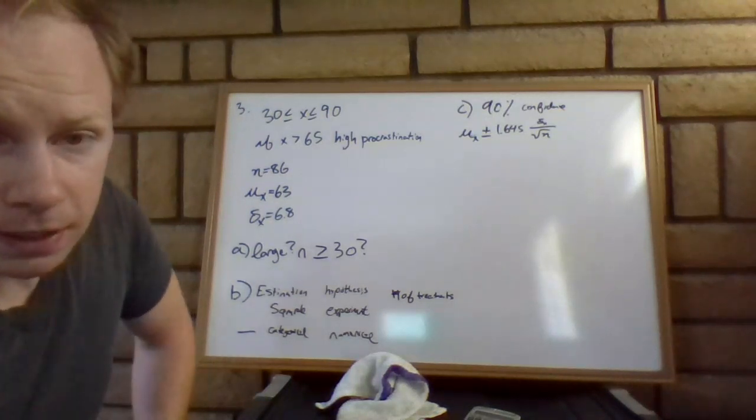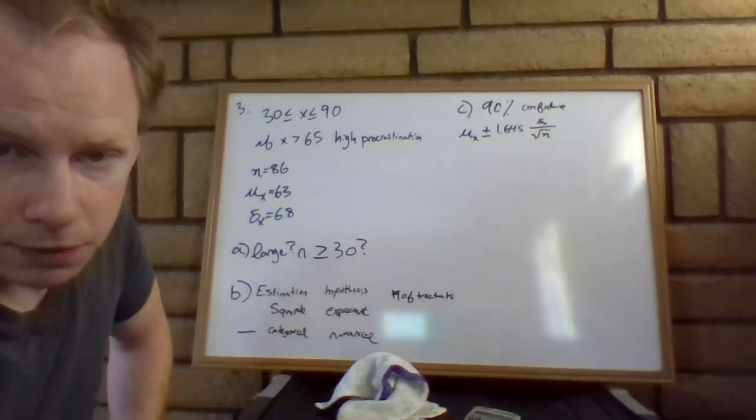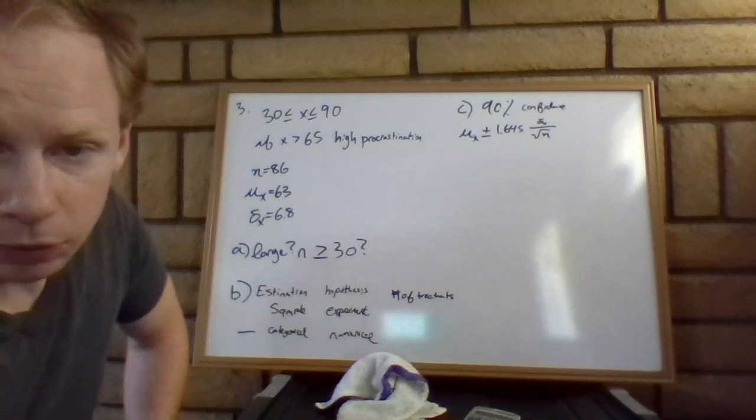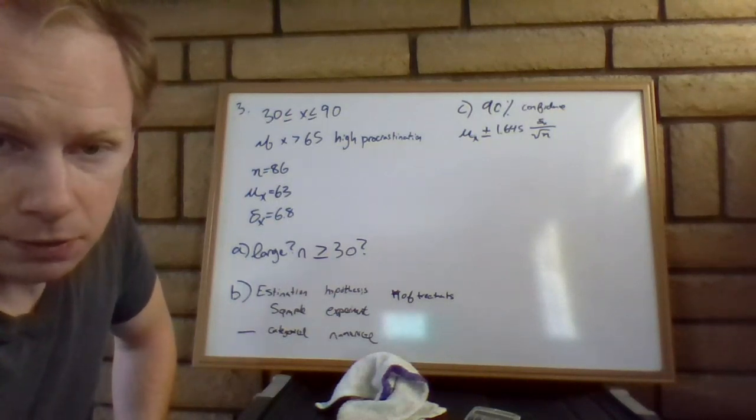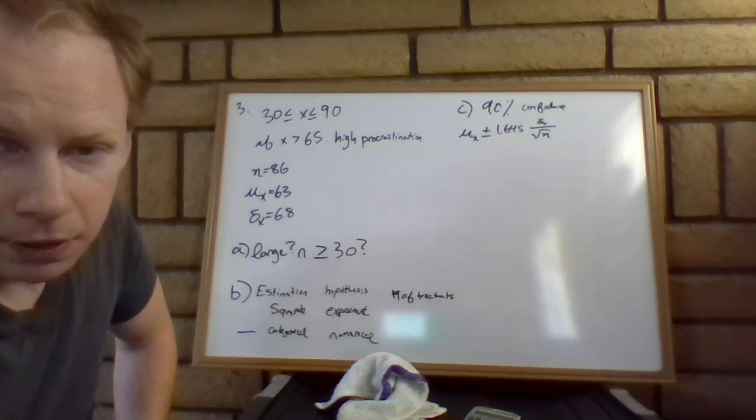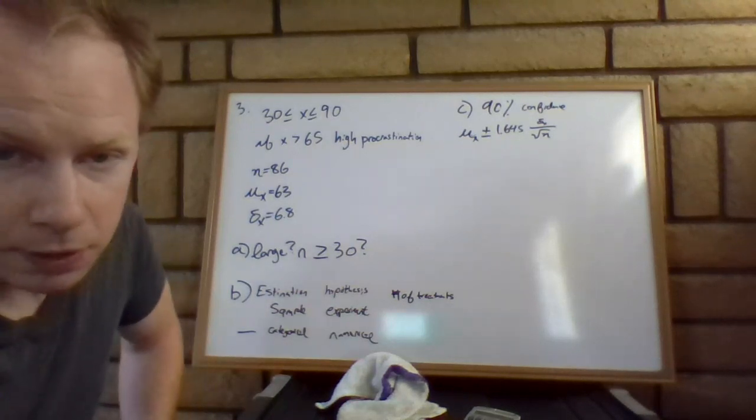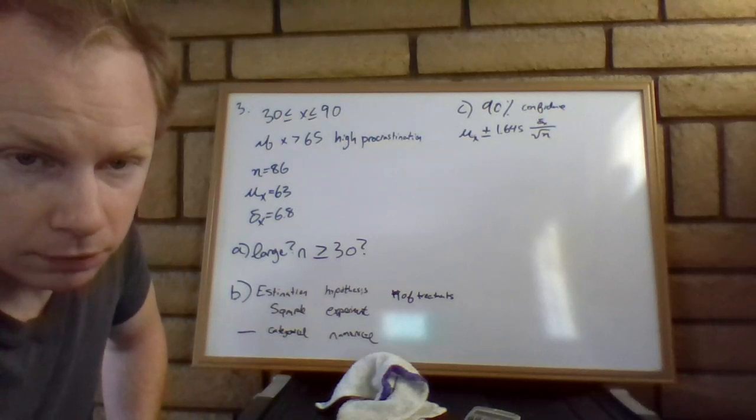For the 86 second-year students in the study at the university, the sample mean procrastination score was 63.0, and the sample standard deviation was 6.8. Your goal is to estimate the mean procrastination score of the students at the university.